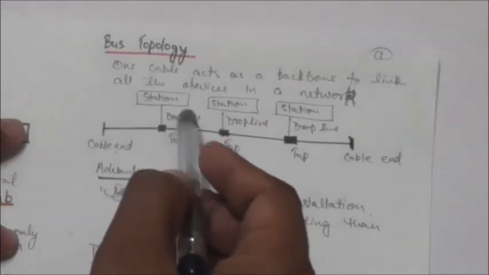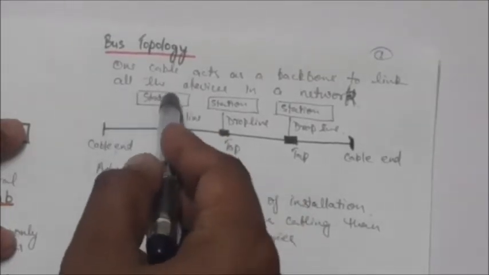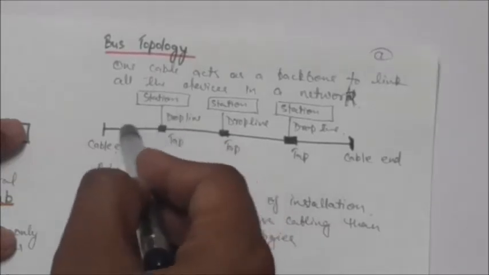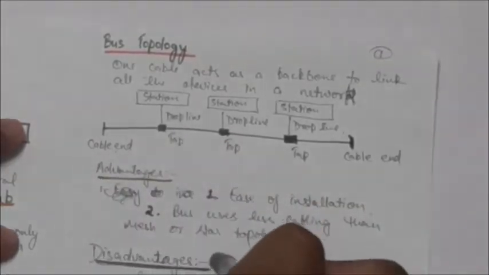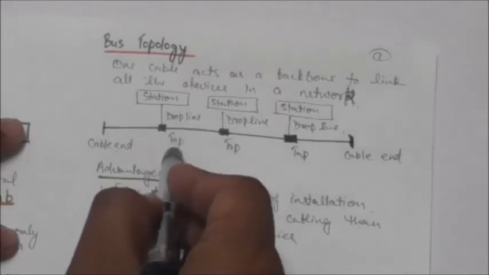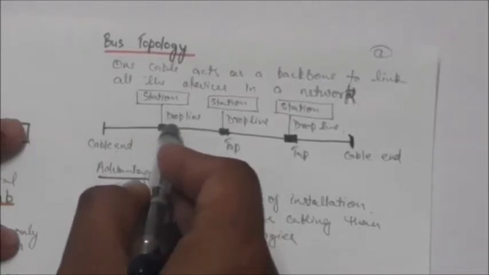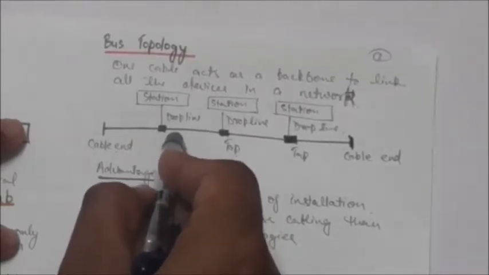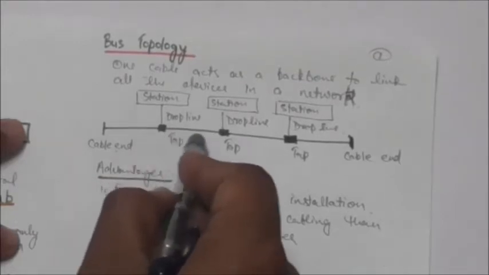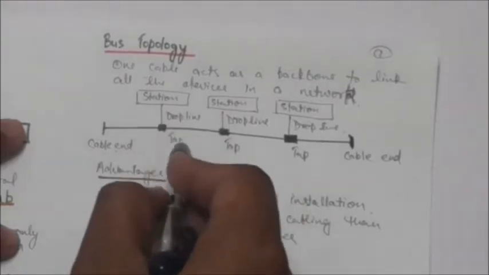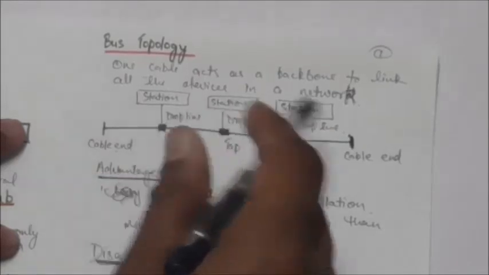So what is this drop line? The drop line is a connection running between the device and the main cable, as you can see here in the diagram, right? And what is the tap? The tap is a connector that either splices into the main cable or punctures the sheathing of the cable to create a contact with the metallic core, right?